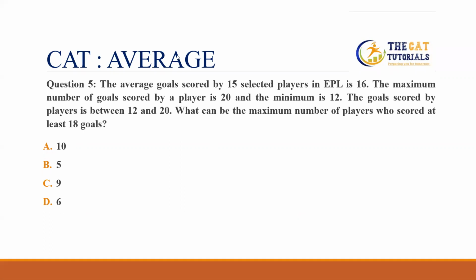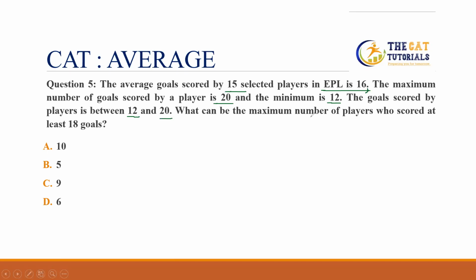The question is: the average goals scored by 15 selected players in EPL is 16. EPL is the name of a tournament. The maximum number of goals scored by a player is 20, and the minimum is 12. The goals scored by the players are between 12 and 20.